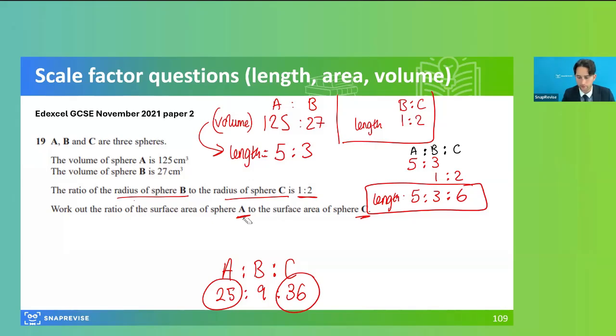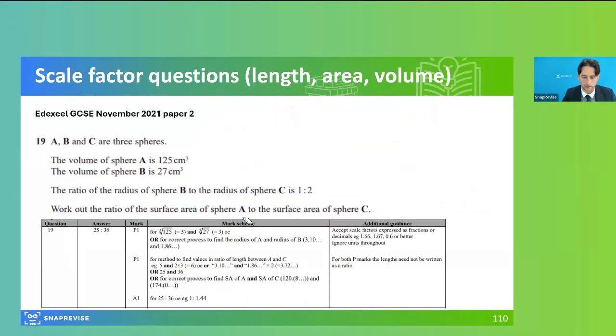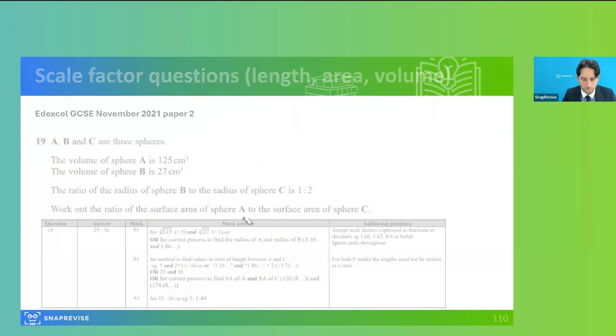If I cube it, it represents the volume. Okay, so I've got the Q&A open if there's anything you want to come back to on that. Otherwise, we'll keep pushing forwards. So there's your mark scheme on that one.